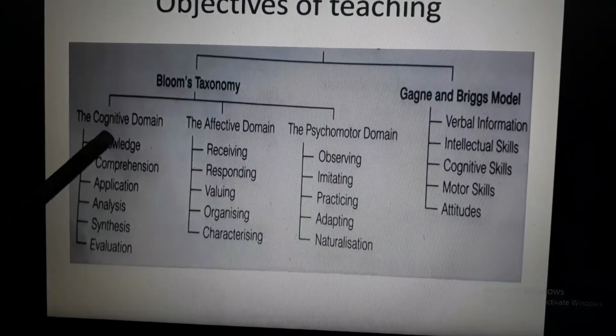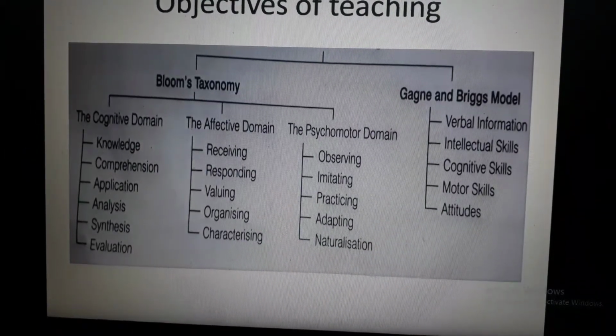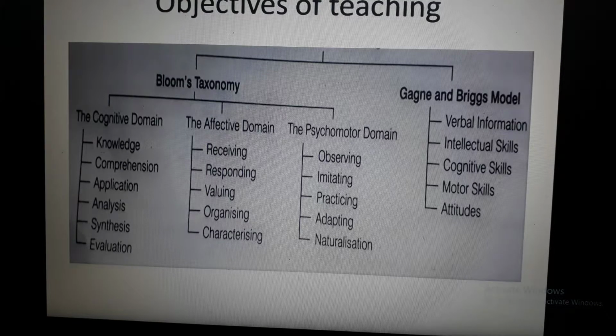So let's get to the first domain, the cognitive domain, knowledge. What is this knowledge part? It involves recognizing and remembering facts, terms, basic concepts or answers without necessarily understanding what they mean. And in the second level, comprehension, it involves demonstrating understanding of facts and ideas by organizing, comparing, translating, interpreting, giving descriptions, and stating the main ideas.